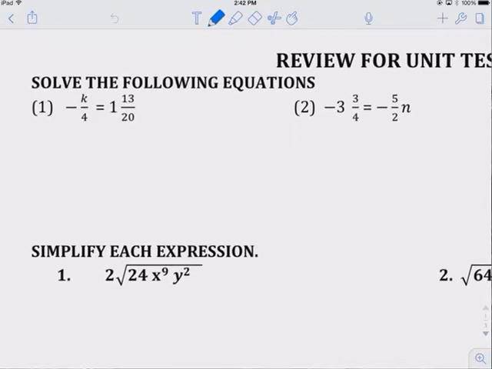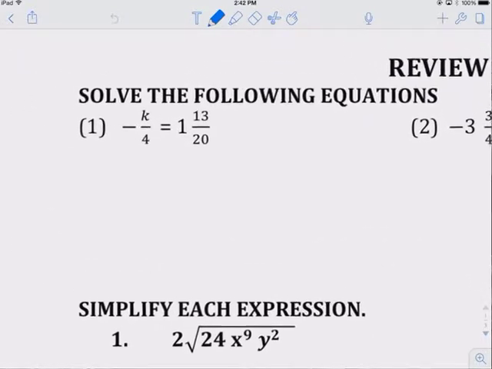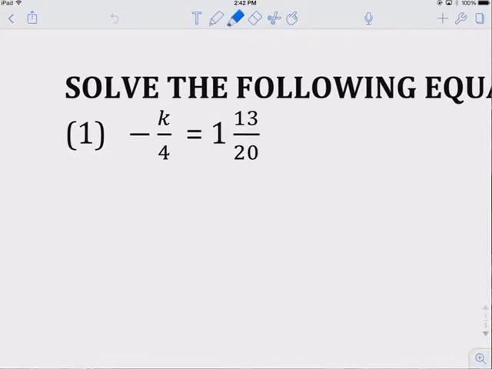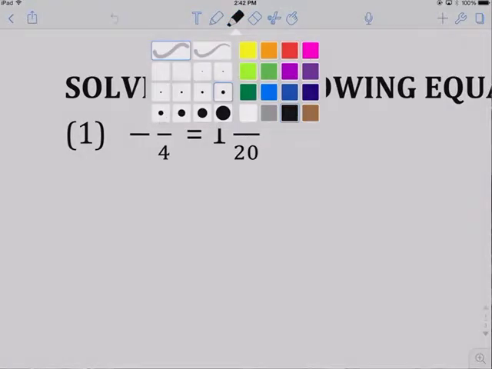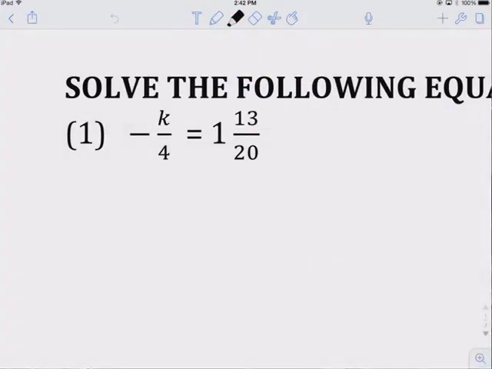Okay, so this problem here, you always want to pretend that the side without the variable is non-existent. If you pretend that is non-existent, you will see that you have to get rid of the only number next to the variable. So that's a negative 4. Okay? Don't forget that negative.